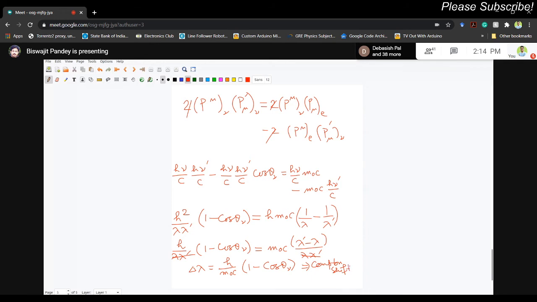So this is one example, and this shift in the wavelength of the scattered photon depends only on the angle of scattering. That is the interesting part of the Compton effect. It doesn't depend on the wavelength of the incident radiation, right? It just depends on the angle. Change the angle, and there will be a change in the wavelength, right? And you see we have arrived at this formula using 4-vector notation.